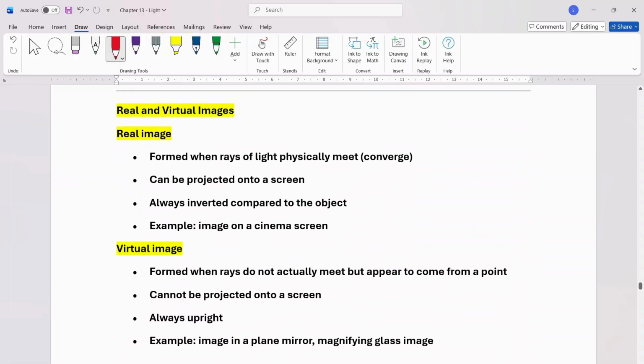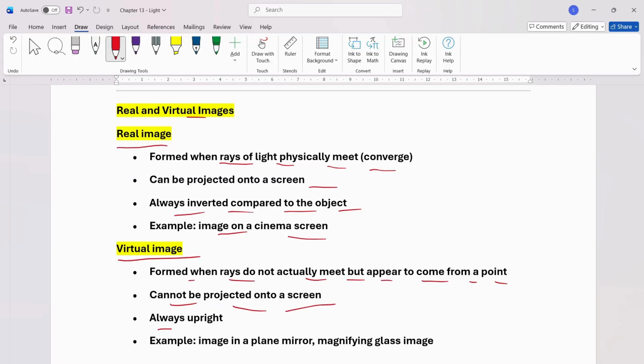Now let's talk about real and virtual images. A real image is formed when rays of light physically meet, or converge, and can be projected onto a screen. It is always inverted compared to the object. Example: the image on a camera screen. A virtual image is formed when rays do not actually meet but appear to come from a point. It cannot be projected on a screen and is always upright. Examples: the image in a plane mirror, a magnifying glass image.